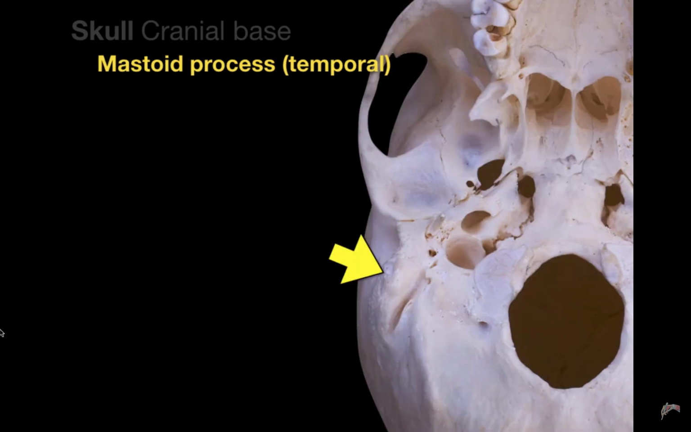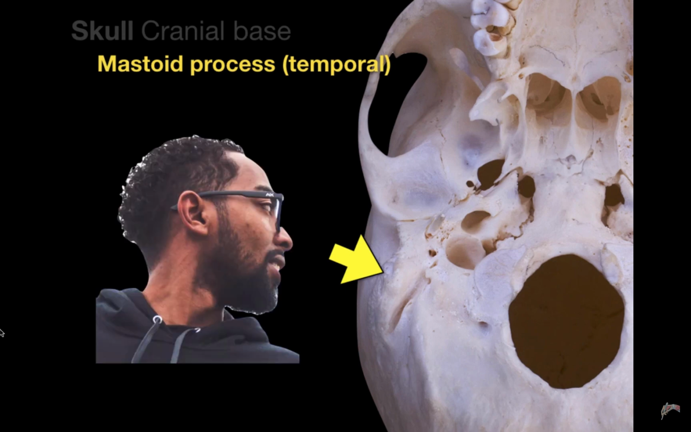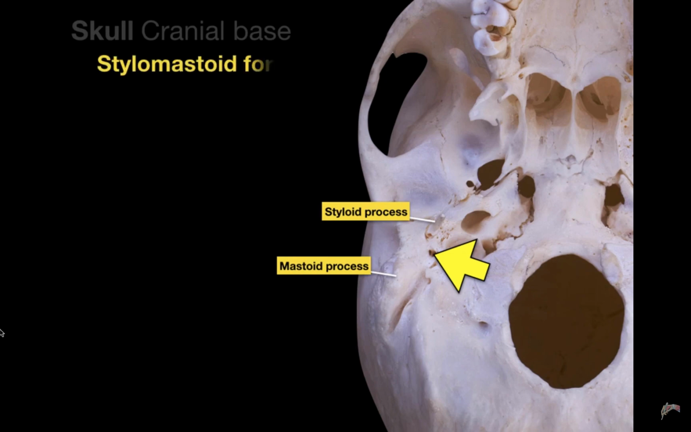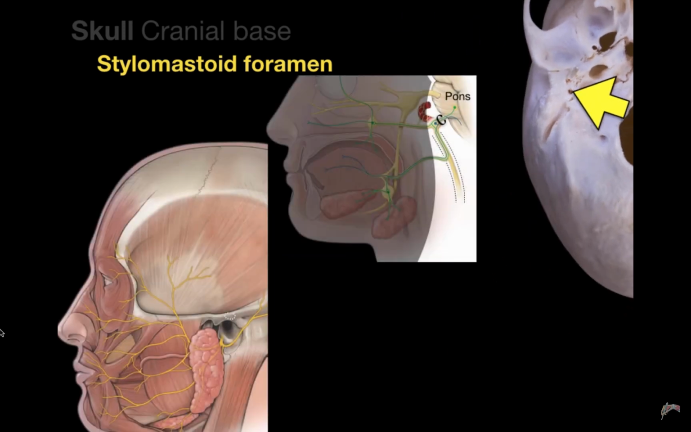Now the mastoid process of the temporal bone is located there. A reminder is that it's the bump right behind the ear. And then there is an opening, and anatomists said, what do we call this opening between the styloid and mastoid processes? I know, we'll call it the stylomastoid foramen. And that gives rise to the facial nerve.